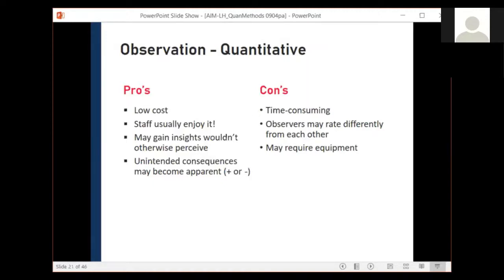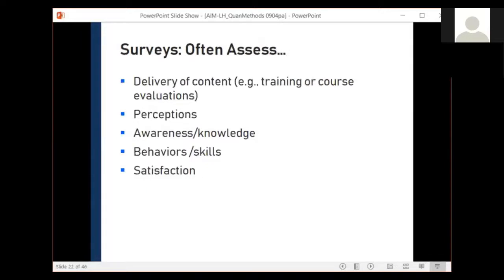Downsides include the time they take and that different observers might rate the same place or event differently. But a way to minimize that is to do pilot observations until the observers mostly agree with each other.